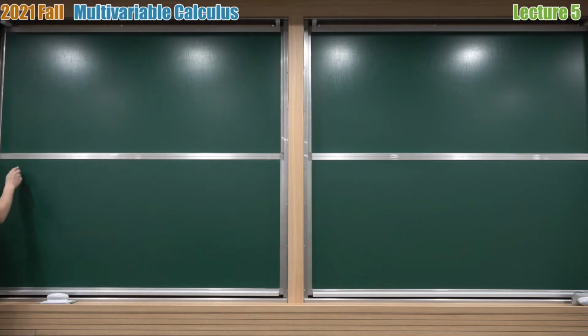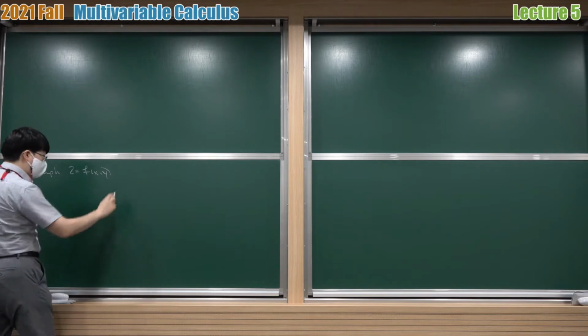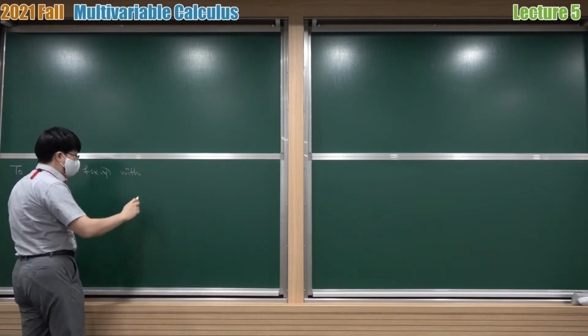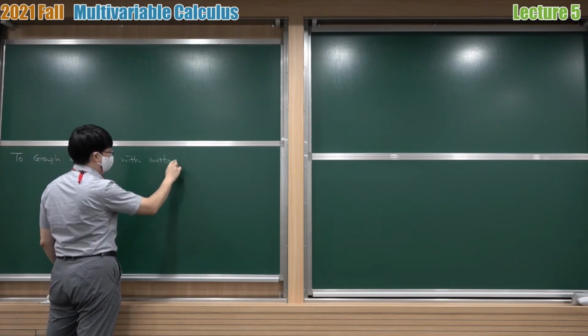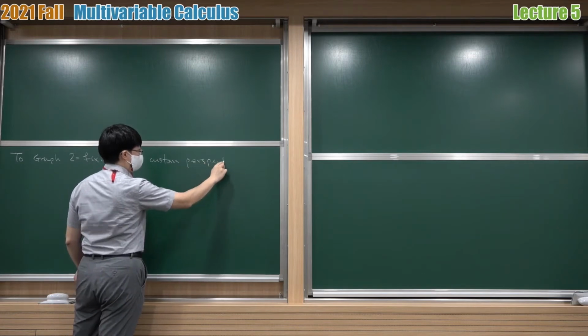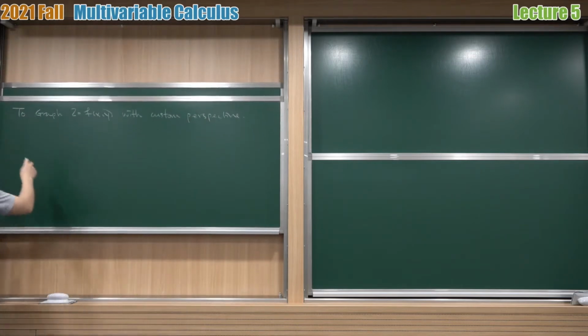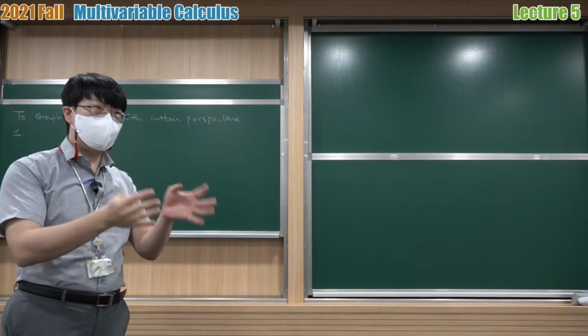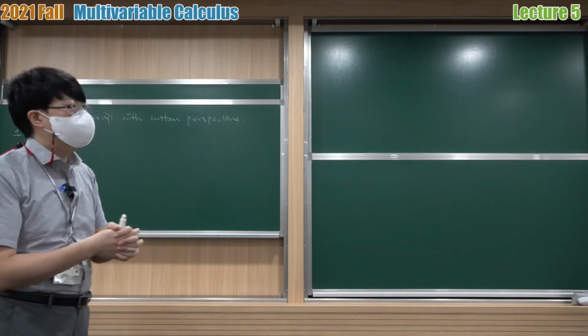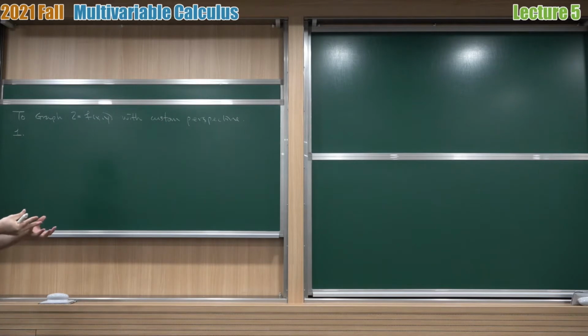So, to graph the function z equals f(x, y) with custom perspective, first of all, we have to find out the way to rotate our perspective. Our method was to rotate by y-axis first and then rotate by z-axis. With these two angles, I can change any perspective.